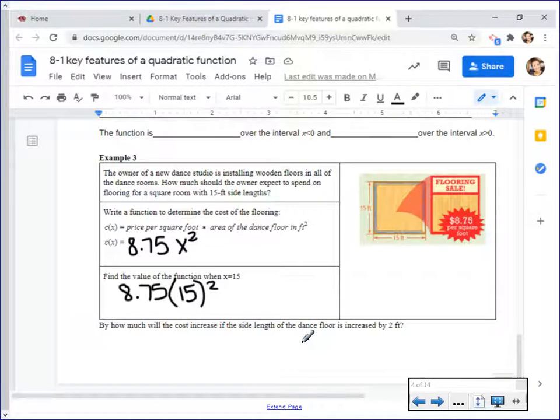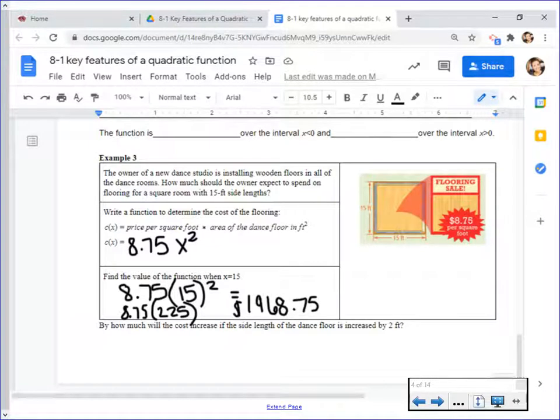If you type this into your calculator, you can do it one of two ways. You can just type in 15 squared and then take it times 8.75, or you can type this exact thing in your calculator like that, but you have to have the parentheses if you do that. It's going to end up being 8.75 times 225, because 15 squared is 225. So whatever that is how much it's going to cost to put flooring in all these dance rooms. Anybody know? There we go. That's how much it costs.